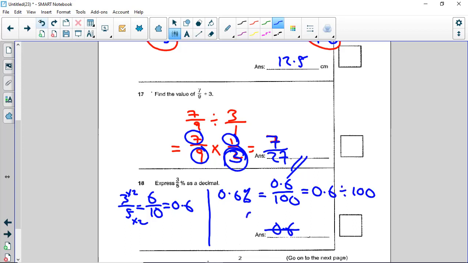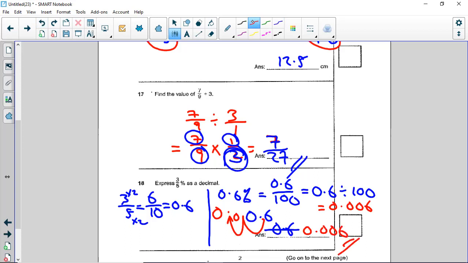So how do you shift? So 0.6, you divide by 100, you shift to the left 1 and 2. And put the 0 in the empty basket, arrowhead, decimal point, and 0 in front. So what is your answer after you divide? 0.006. And now your answer is a decimal and there is no percent.